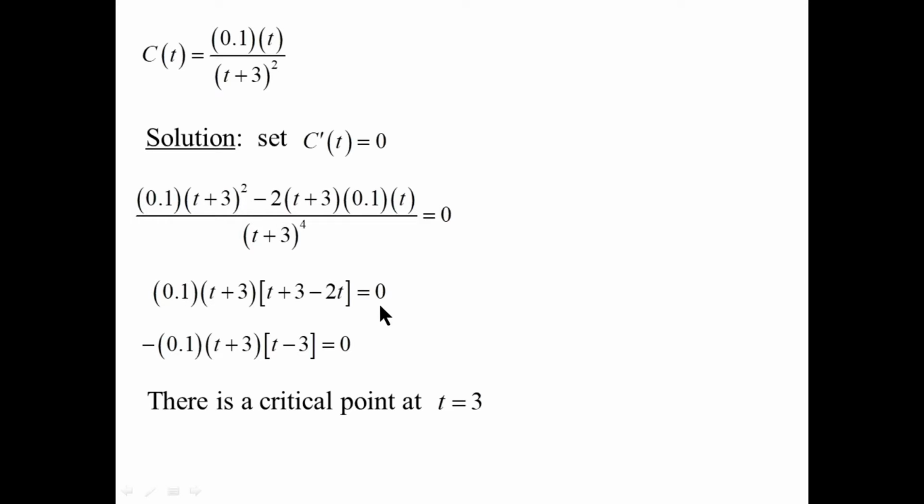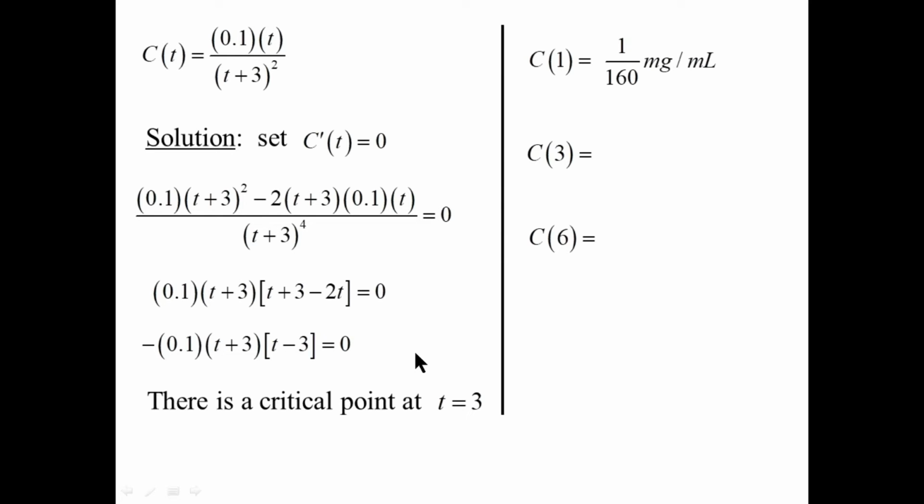There is a critical point at t equals 3. It looks like there might be one at t equals negative 3, but time generally starts at 0 if we're going to measure concentration after medicine was taken. So time starts at 0, so we can ignore the t equals negative 3 solution. So t equals 3. There is a critical point at t equals 3, and we're interested in the concentration at 1 hour, 3 hours, and 6 hours.